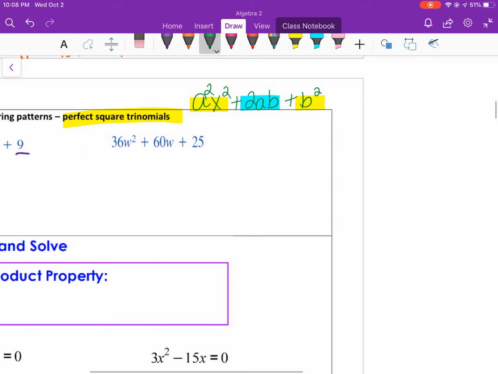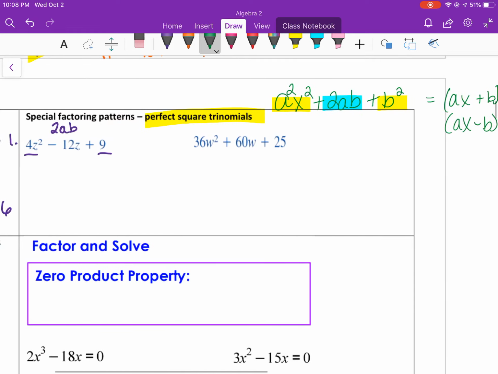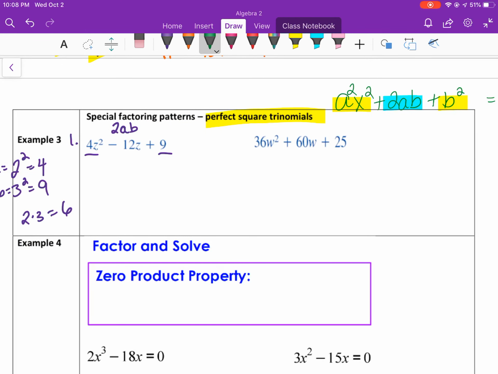If that's the case, it factors to, and it's really not worth trying to memorize this, but it factors to ax plus b squared, or it'll be ax minus b squared, depending on if the first one is positive or negative. So in the first one, it's negative here, so both of these need to be negative. So it'll be 2z minus 3 times 2z minus 3. Or we could write that as 2z minus 3 squared.